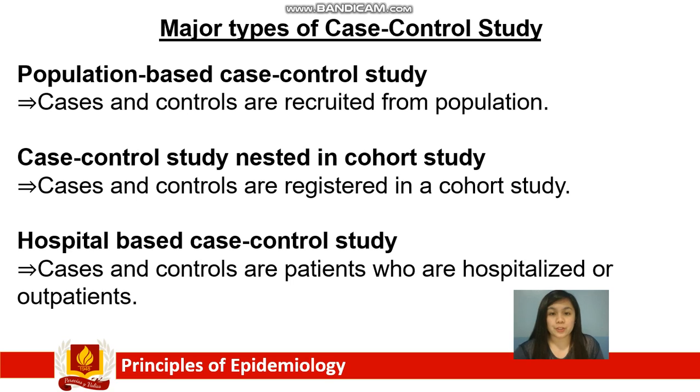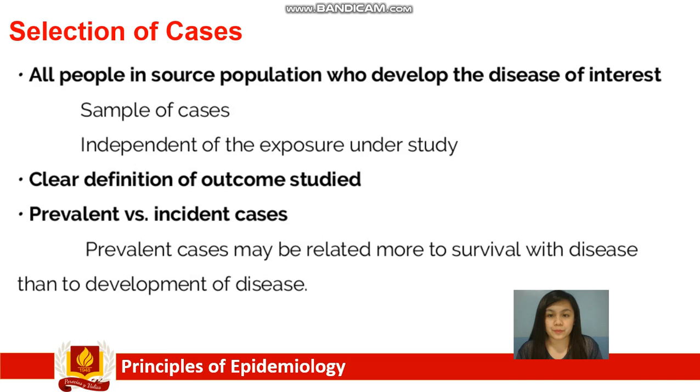Here are the major types of case control study. First is the population-based case control study, where cases and controls are recruited from the population. Next is case control study nested in cohort study, where cases and controls are registered in a cohort study. And third, hospital-based case control study, where cases and controls are patients who are hospitalized or outpatients.